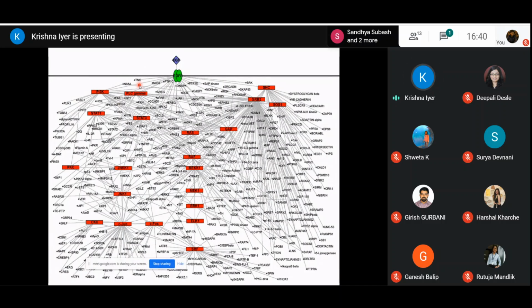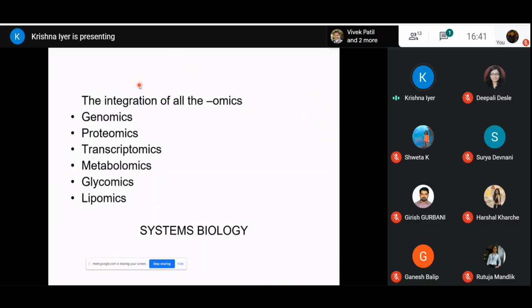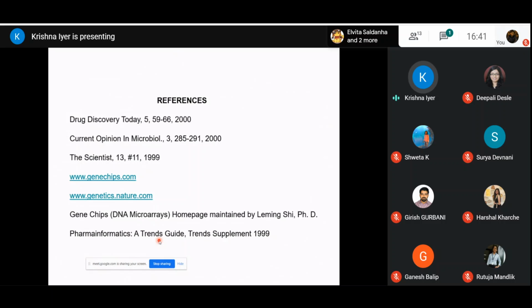Okay, so basically at one point there will be integration of all of this: changes in mRNA, changes in protein, transcriptomics, metabolomics. They'll put all this together, and you'll then understand your system much better as part of this area of study which is called systems biology. Okay, so here are some references from where you can get these things.